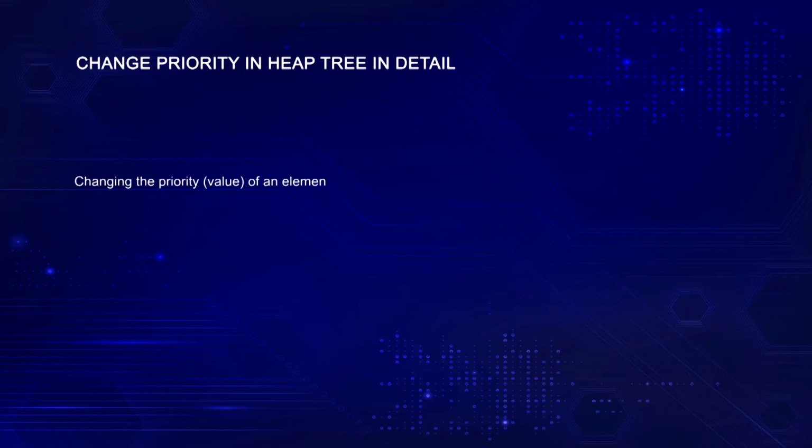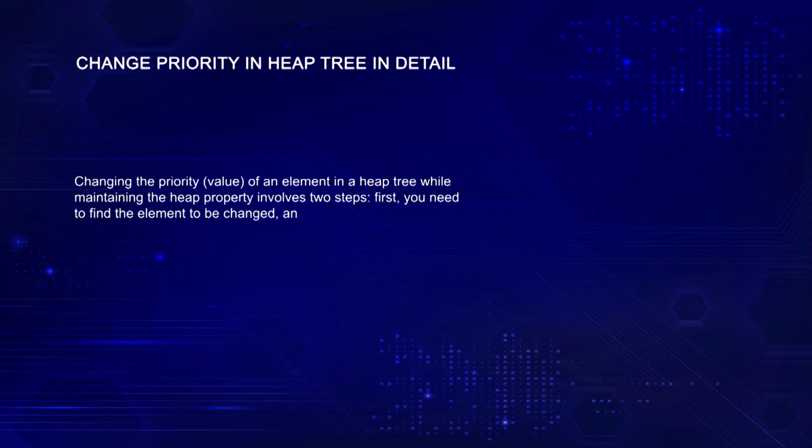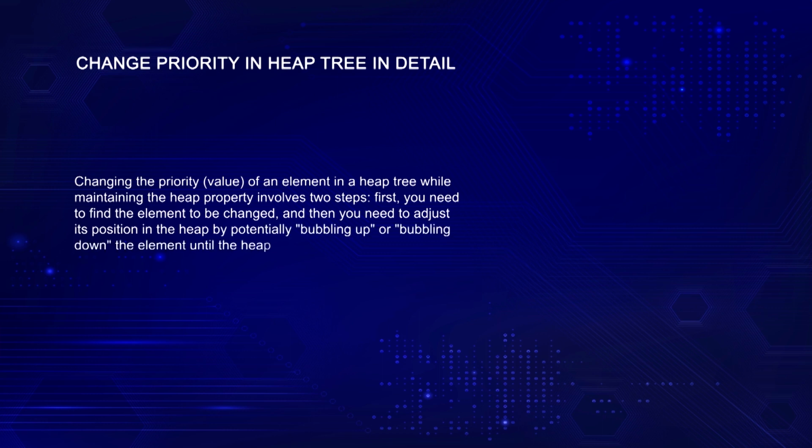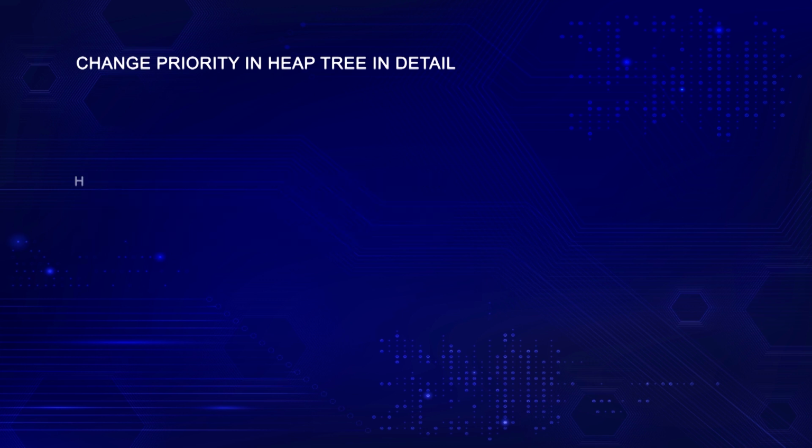Changing the priority of an element in a heap tree while maintaining the heap property involves two steps. First, you need to find the element to be changed, and then you need to adjust its position in the heap by potentially bubbling up or bubbling down the element until the heap property is satisfied or restored. Here is how you can do it; we have certain steps.